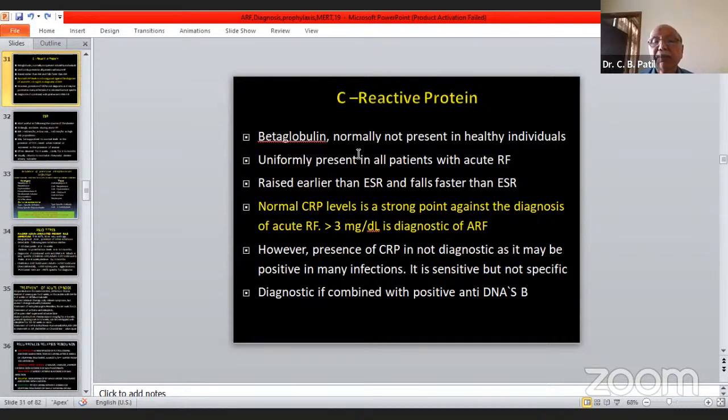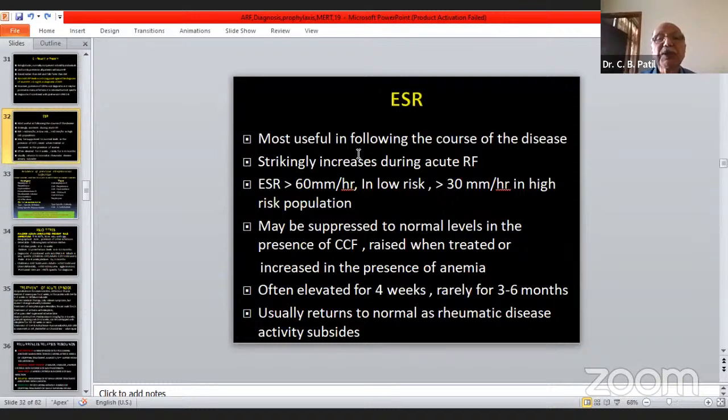It is sensitive but not specific for acute rheumatic fever. Diagnostic if combined with positive anti-DNase B. ESR is most useful in following the course of the disease. It strikingly increases during acute rheumatic fever.